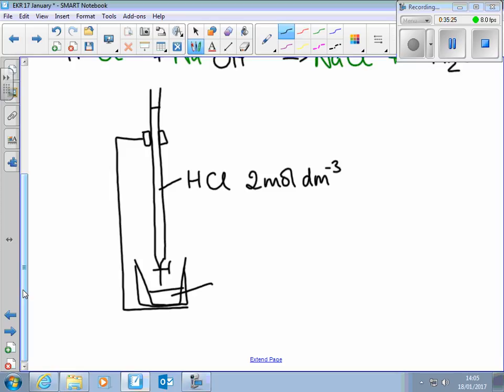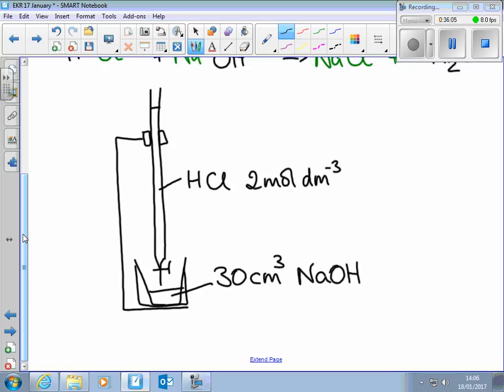30 centimetre cubed of sodium hydroxide, okay, in there. And that's what we're trying to work out the concentration of. So we're going to run hydrochloric acid into this until we reach the neutral point. How are we going to identify the neutral point then if we haven't got an indicator? It's the volume of hydrochloric acid that's added that brings us to the maximum temperature.